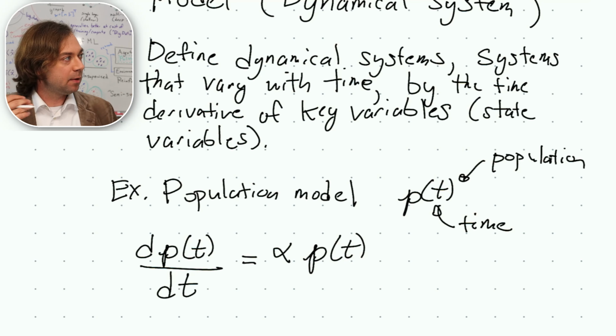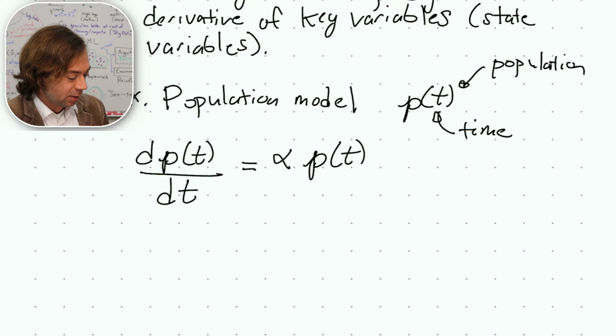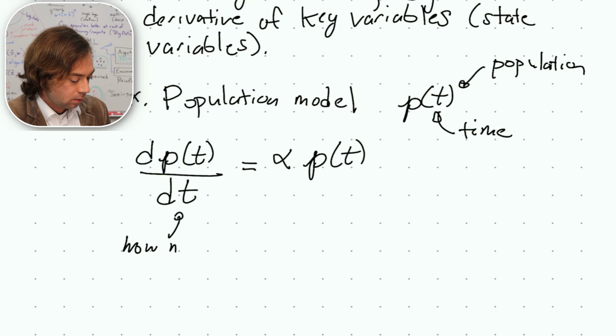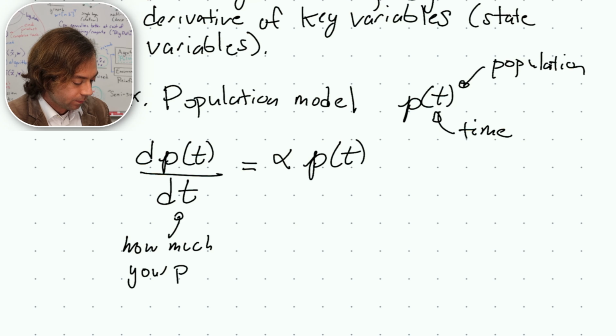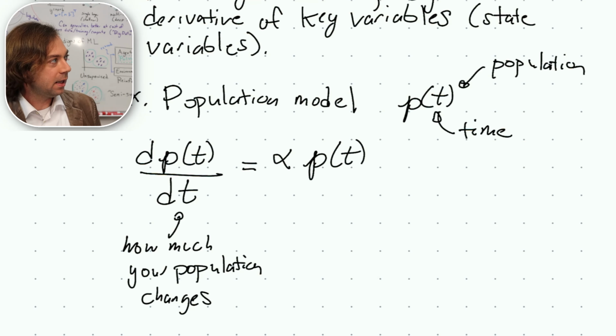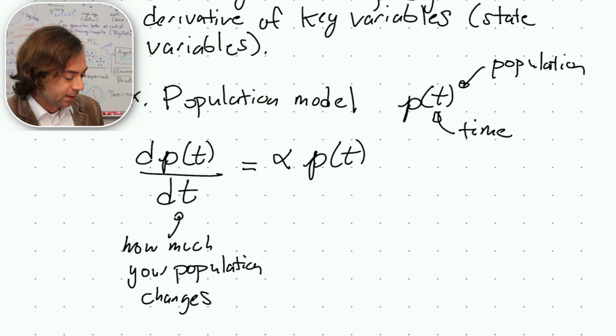Now, of course, you're going to be limited by environment, so you can add other terms here, but this is a really simple population model. So basically, you're saying, this is how much your population changes. It's a derivative with respect to time.